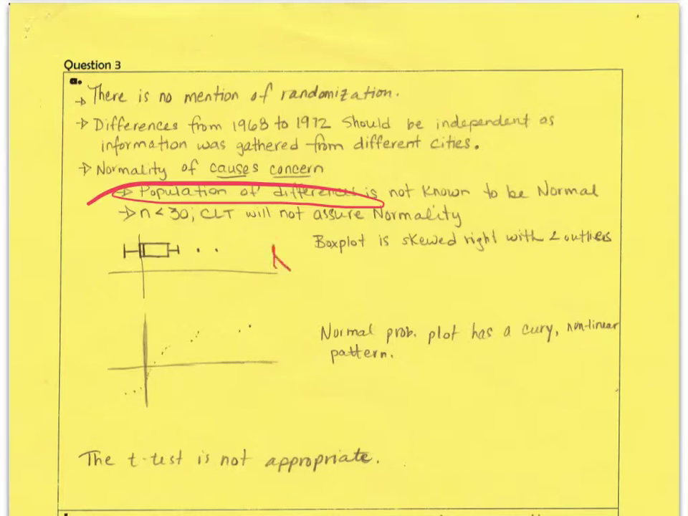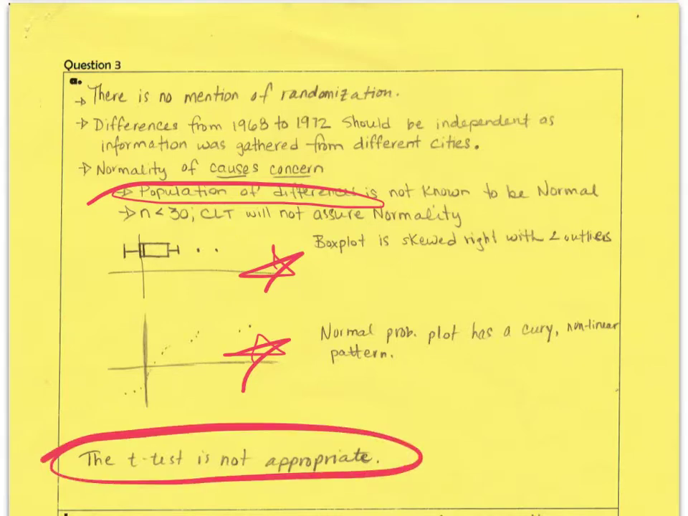This box plot and this normal probability plot are based on the differences between women in the labor force from 1968 to 1972. The other thing: students went through the process of telling me randomization not met, independence is met, normality is cause for concern, but you never answered the question about whether or not the test was appropriate. Make sure that you read the question carefully and tell me the answer to the question that's posed.